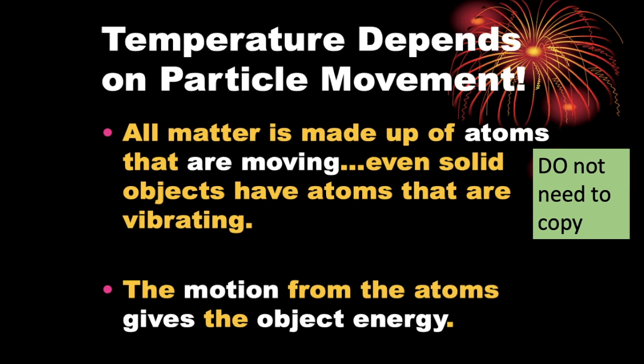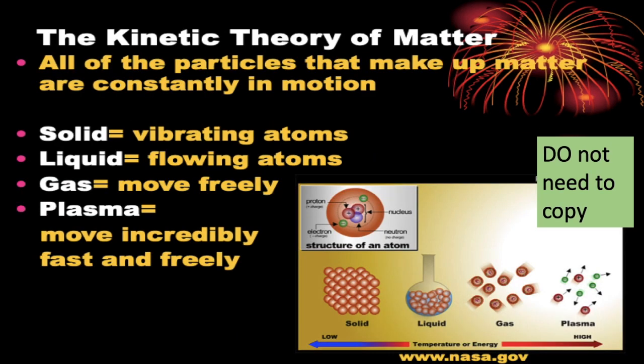All matter has atoms, and atoms move even though it doesn't seem like they are. Solids also have atoms that are constantly vibrating, and this motion is what gives the object a certain amount of energy. We call this the kinetic theory of matter, where all of the particles that make up matter are constantly in motion. Solids are vibrating, liquids are flowing, slipping and sliding over each other. Gases are moving completely free, and plasma moves incredibly fast and very free.